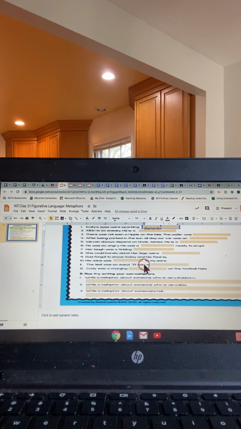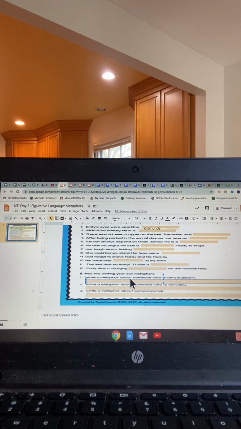Now down here at the bottom, you had to make up your own metaphor, and I saw some good ones like, my brother is very stubborn. He is a mule, because stubborn goes along with being a mule, right? So you're comparing your brother to a stubborn mule. But remember with the metaphor, you have to say he is a stubborn mule. Okay, so that was our metaphor work that you had yesterday.